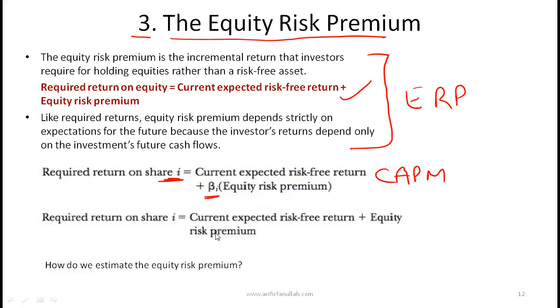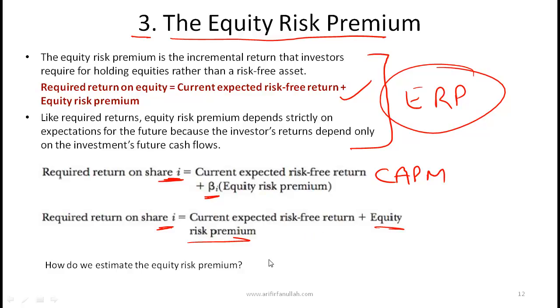Another way of looking at it is to say that your required return is the risk-free rate plus an equity risk premium for that particular share, and there are many other ways of coming up with this. So conceptually similar. Here CAPM uses a beta times the equity risk premium. Here there is an equity risk premium that is specific to this stock. The question now is, obviously this equity risk premium is critical. How do we estimate this number?